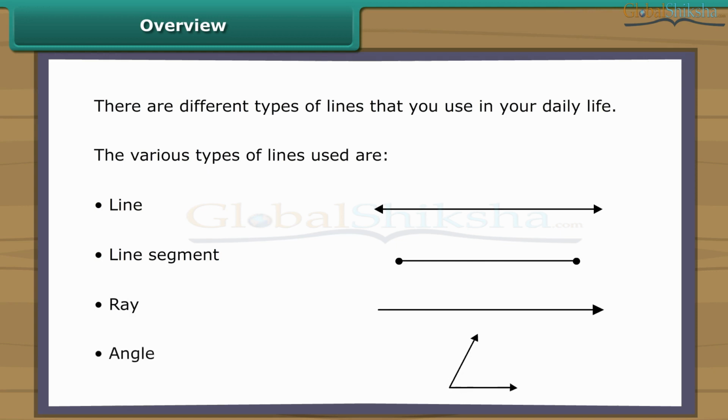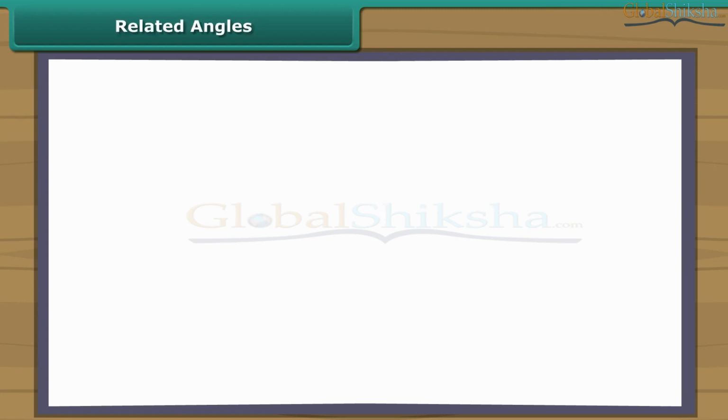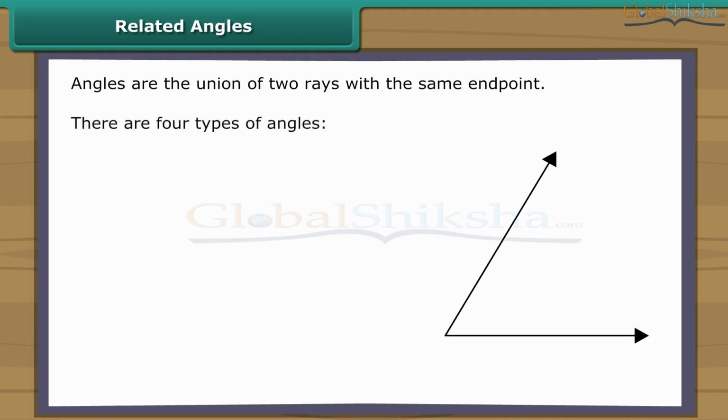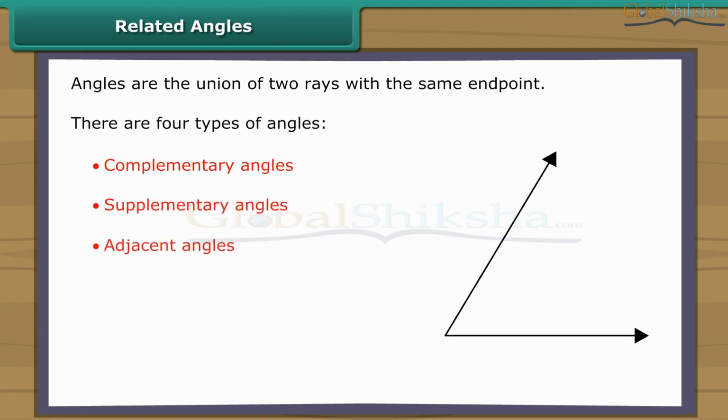Angle. An angle is created with two rays having the same starting point. The starting point is called the vertex and the rays are called sides of the angle. Related angles. An angle is defined as the union of two rays that have the same end point. The sides of the angles are the two rays, while the vertex is the common end point. There are four types of angles. They are complementary angles, supplementary angles, adjacent angles, and vertical angles.